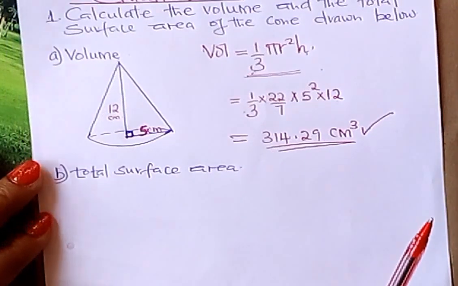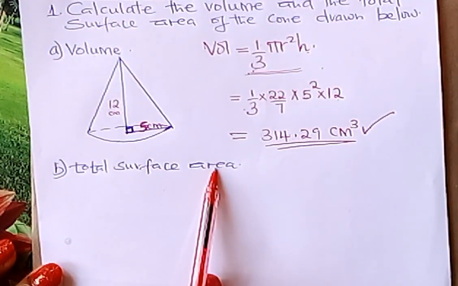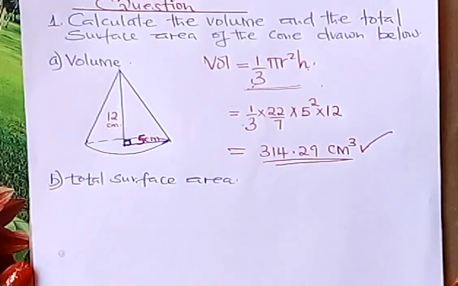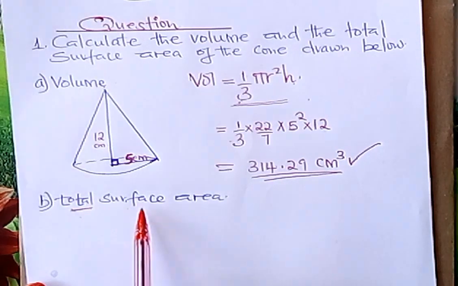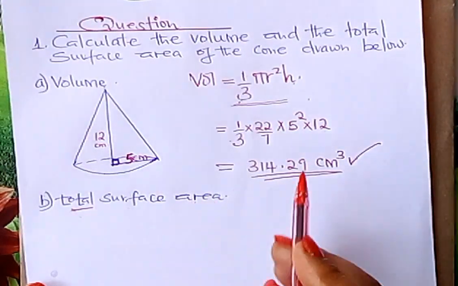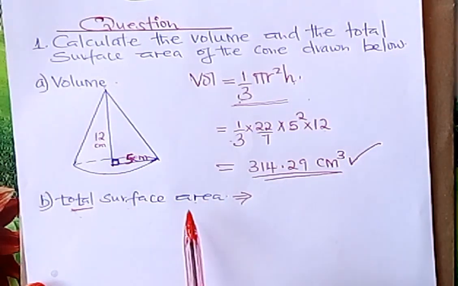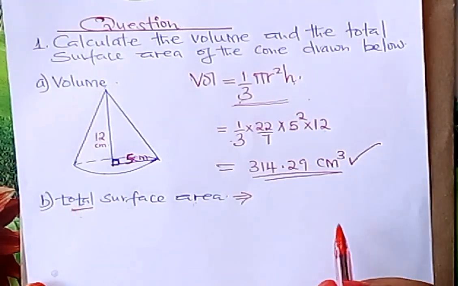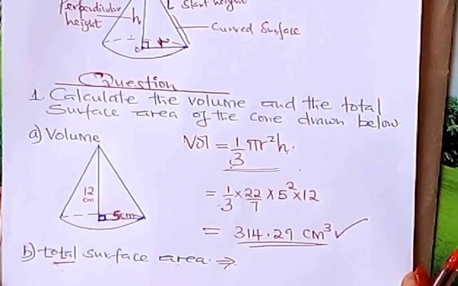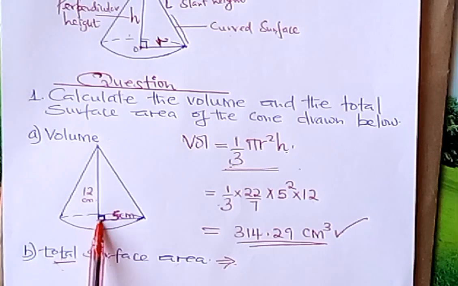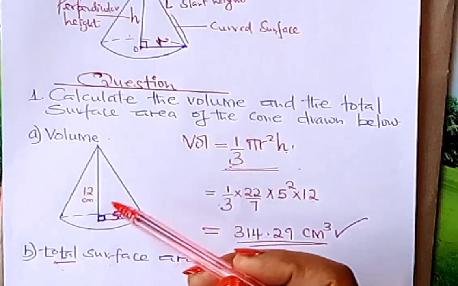We go to number 2. We are told to find the total surface area of the cone. Learner, whenever we talk about a total surface area of a solid, it simply means you find the area of all the surfaces. And therefore, the first thing that you need to ask yourself is, how many surfaces does this cone have?